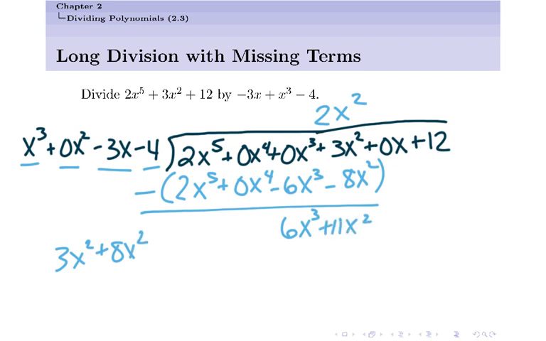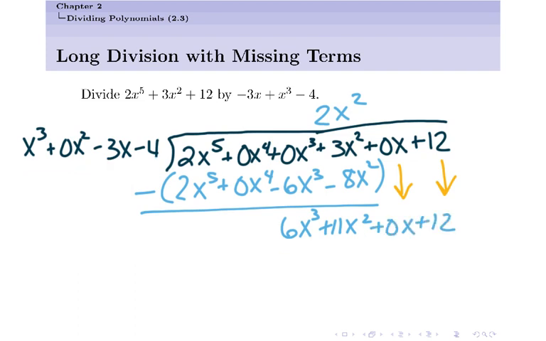Now, how many terms are in my divisor? Well, there are 4 with the 0 included. So now I need 4 here. I only have 2. So how many do I need to bring down? I need to bring down both of these. So I'm going to get plus 0x plus 12. Okay, now I need to ask myself, 6x cubed divided by x cubed gives me just plus 6. So is that okay that I'm missing a linear term up here? Yeah, I didn't need it.